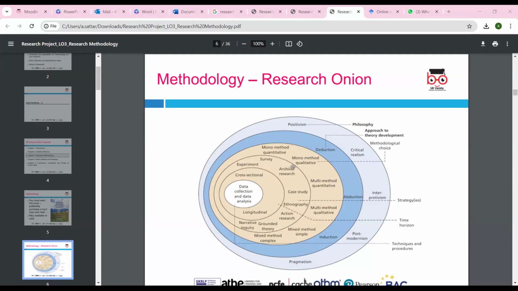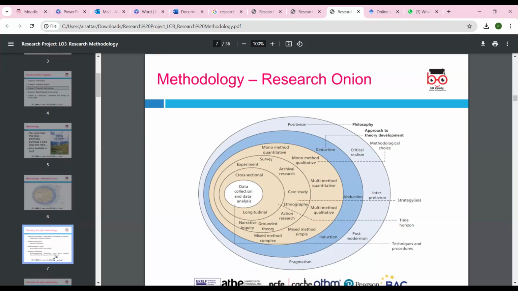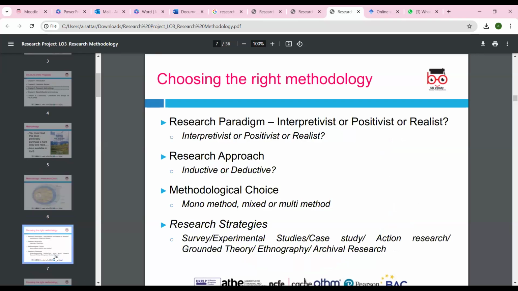There are different approaches to research, or what we call research methods: primary research, secondary research, quantitative research, qualitative research, deduction, induction, philosophy. These can be multiple, qualitative and quantitative, or mixed method. These are the methods we can use for the research methodologies. When looking at the research paradigm, it can be interpretivist, positivist, or realist.